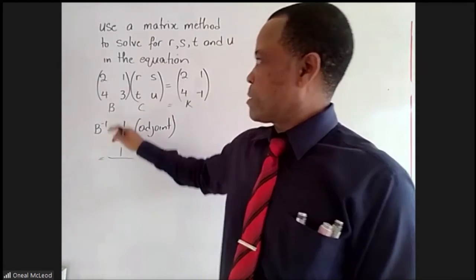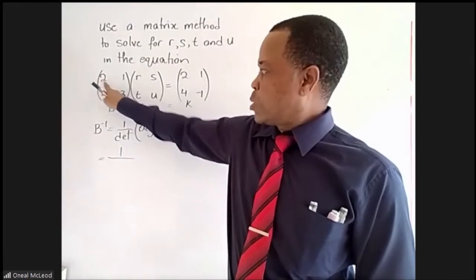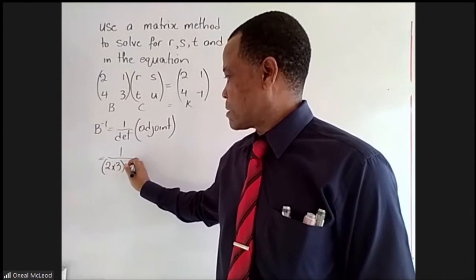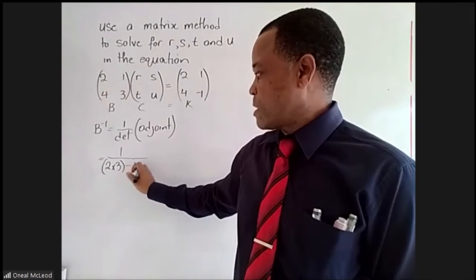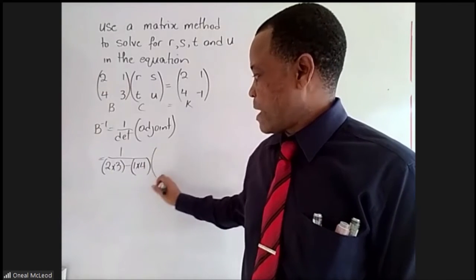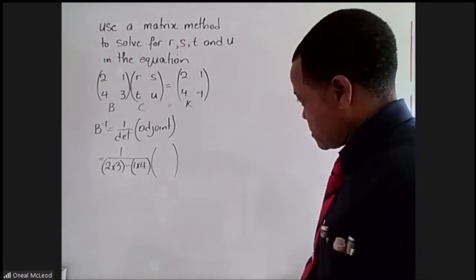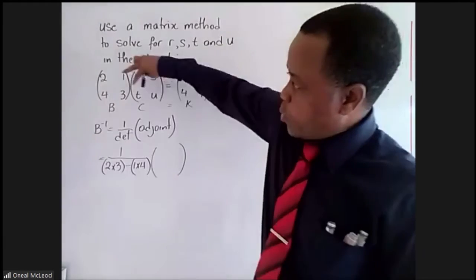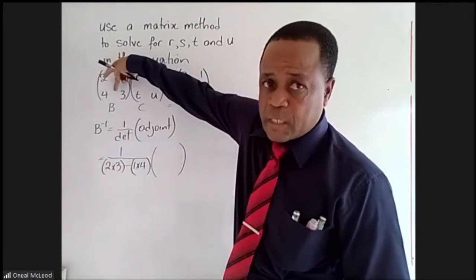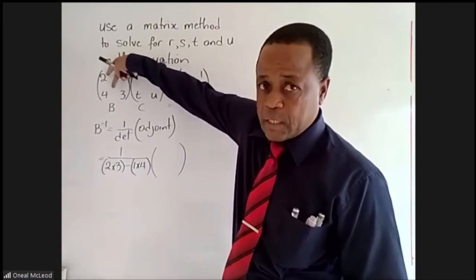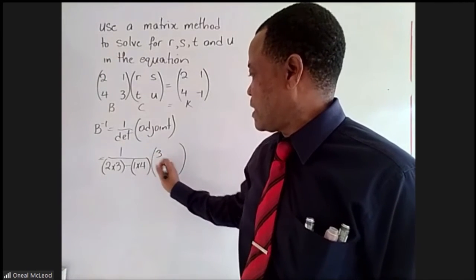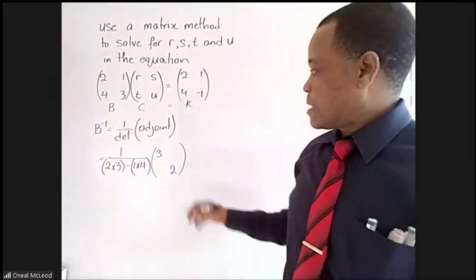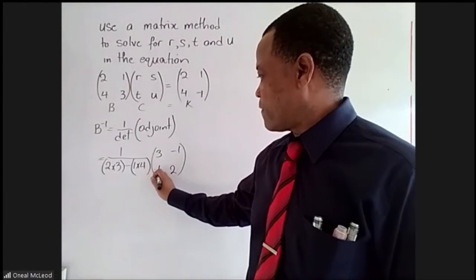So it's now 1 over, now notice here, this is going to be 2 times 3. So it is 2 times 3 minus 4 times 1, or 1 times 4, times your adjoint, which we're interchanging the leading elements. Here, we're interchanging the leading elements. So this becomes 3 and 2. And we're multiplying the non-leading elements by -1. So this becomes -1, -4.